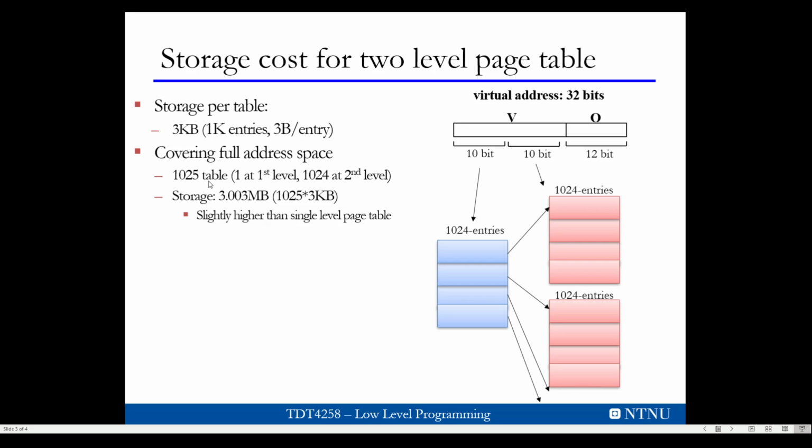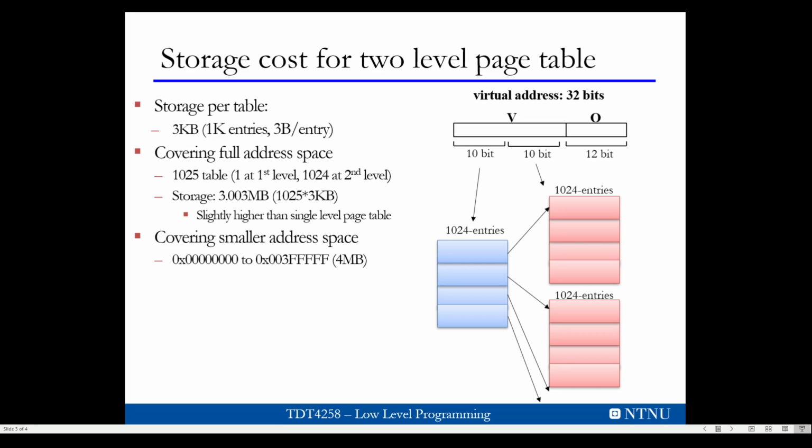If each table is 3 kilobytes, we get slightly more storage than 3 megabytes. So if an application is making use of its entire virtual address space, we end up paying 3 kilobyte extra storage if we have two level page tables. Well, okay, we are losing 3 kilobytes because we have one additional table at first level. But let's see, for the majority of applications that do not use the full address space, how much do we pay in page table cost then?